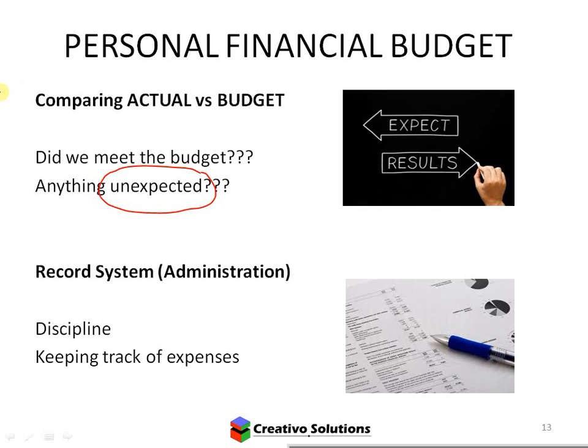That's the reality. In reality, did I spend more than I expected? For example, if you said I'm only going to buy 4 cups of coffee a day, but you actually end up buying 5 or 6, did you meet the budget? No. Something unexpected happened. You bought more than you thought you were going to. So what do we need to do in order to manage that? Here's the note. Record system.